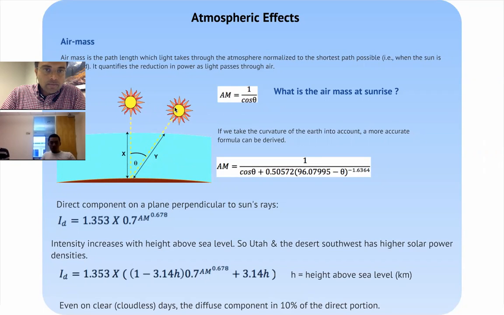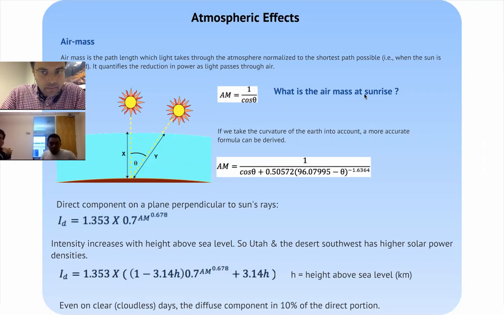So let's think about this for a second. So what is the air mass at noon? It's 90 degrees, cosine of 90 degrees. No, look at it. When it's noon, it's right here, and theta is not 90, but 0. Yeah. Right? So air mass will become 1.